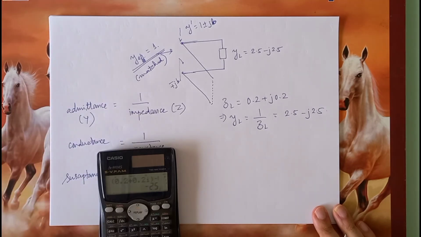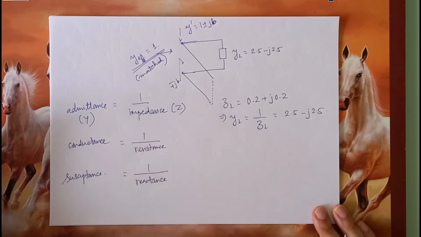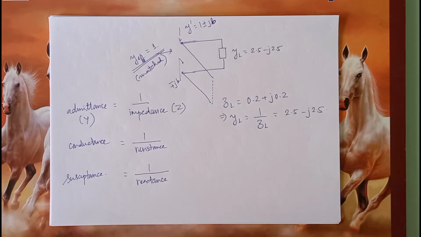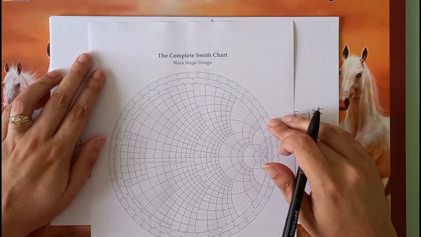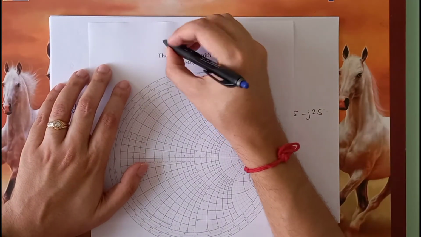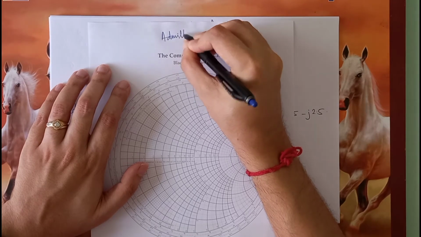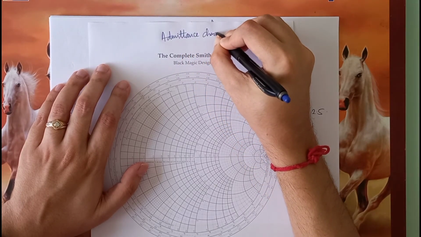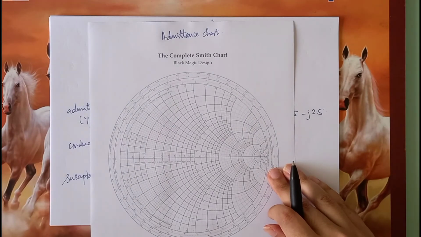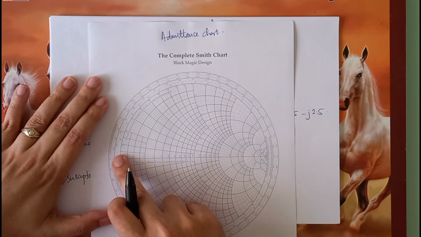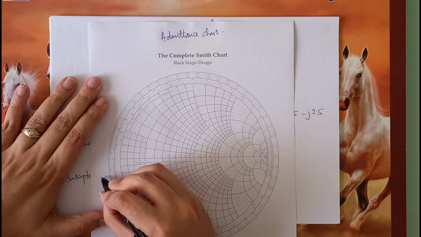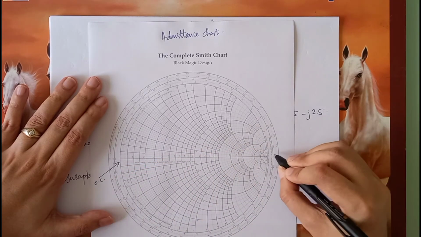So let us look at this actually by working it out on the Smith chart. So I have a copy of the Smith chart with me. So I'm going to use this as an admittance chart. So in the admittance chart, there is not much difference, except that in the impedance chart, this was the short circuit, this was the open circuit. Now in the admittance chart, this becomes open circuit and this becomes short circuit.